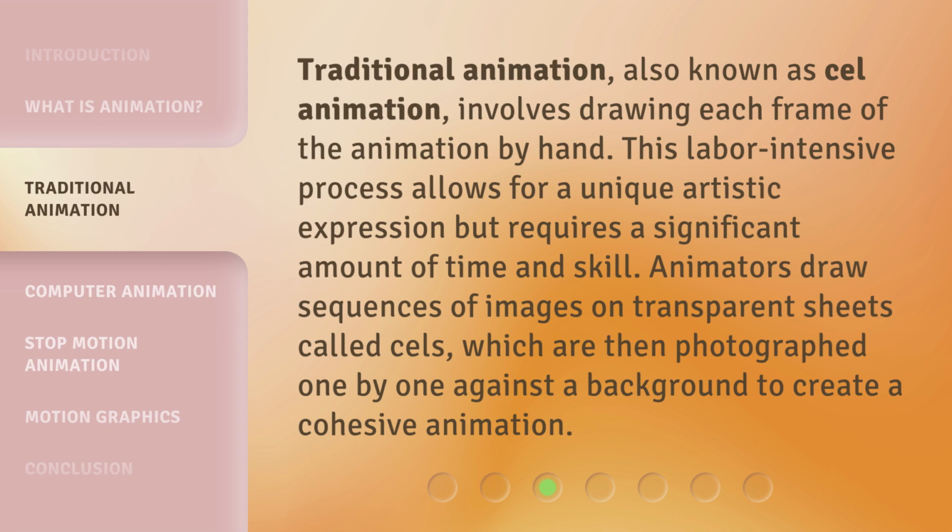Traditional animation, also known as cell animation, involves drawing each frame of the animation by hand. This labor-intensive process allows for a unique artistic expression but requires a significant amount of time and skill. Animators draw sequences of images on transparent sheets called cells, which are then photographed one by one against a background to create a cohesive animation.